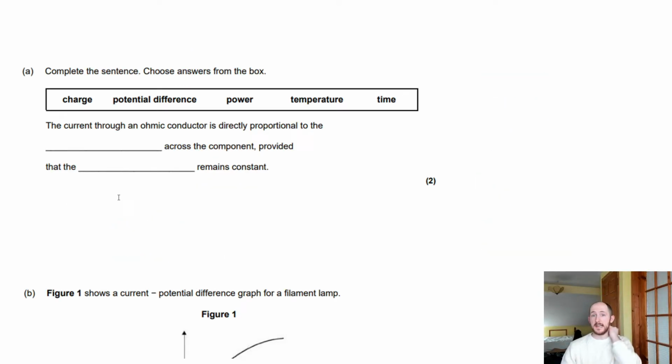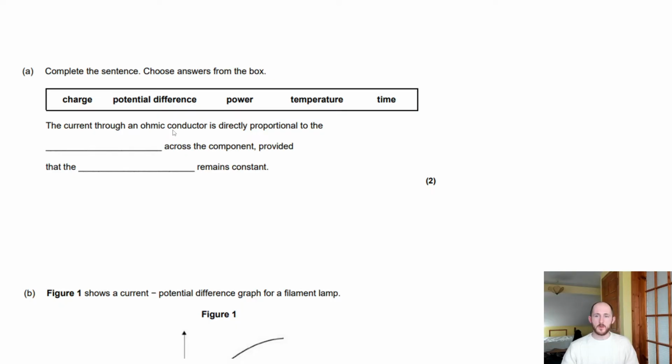So we have a really stereotypical question, okay? So it's going to have multiple parts and they progressively get more and more difficult. Bear in mind with your GCSE science, it's actually a relatively low number of marks you need to get in order to get a decent grade. It's usually around half marks. So keep that in mind, but let's try and get as many as humanly possible anyway. So complete the sentence, choose the answers from the box.